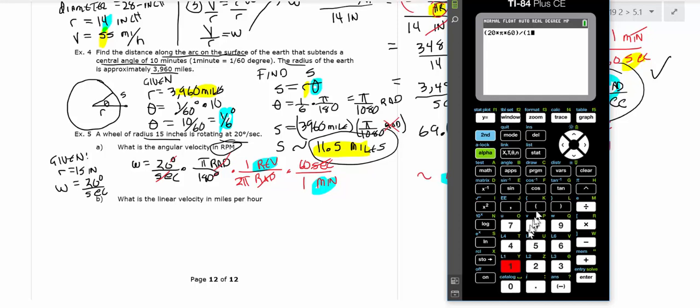So now I've got 180 in the bottom times 2 pi, like that, close the parentheses. Whoops, that's not what I meant to do. I hate it when that happens.